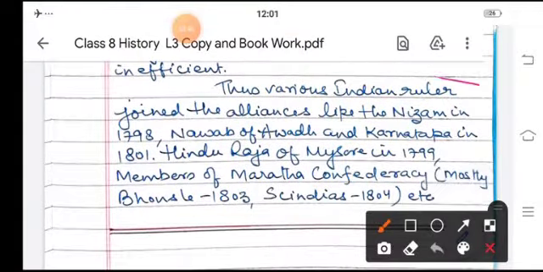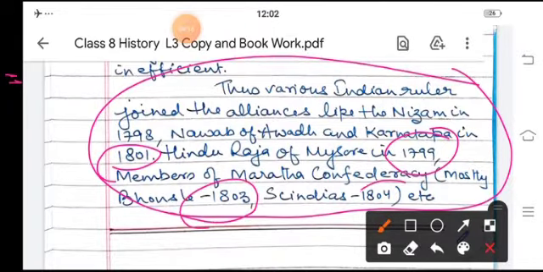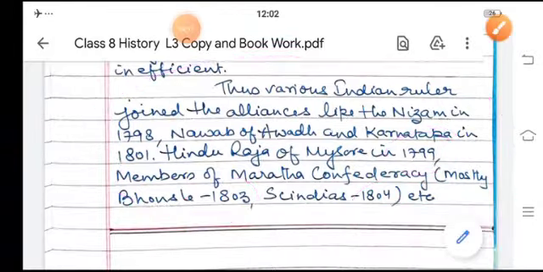Thus, various Indian rulers joined the alliance, like the Nizam in 1798, the Nawab of Awadh and Karnataka in 1801, the Hindu Raja of Mysore in 1799, and members of the Maratha Confederacy, mostly the Bhosles in 1803, the Sindhias in 1804, etc.